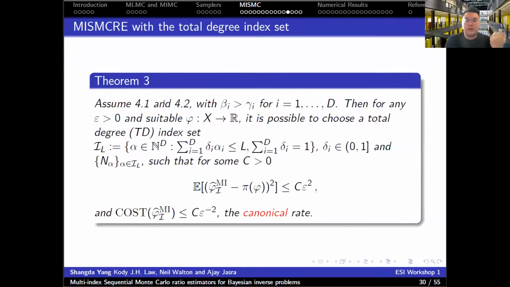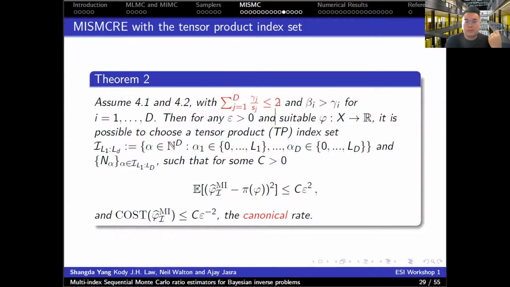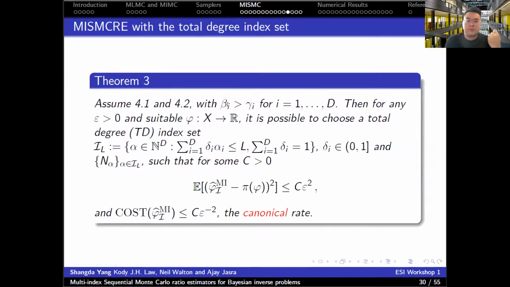And another theorem is where we release this summation constraint and only assume that beta I is greater than gamma I. But here we use a different index set. We use a total degree index set, like this. Okay, let me show you the plot after I discuss this theorem. So with this assumption and the total degree index set, we can end up with the canonical rate, also epsilon to the power of 2, with a cost of epsilon to the minus 2.